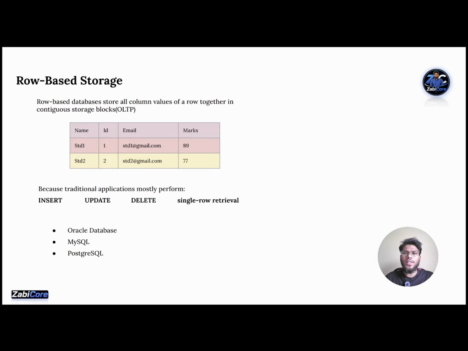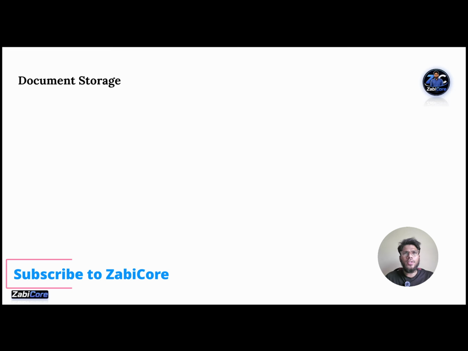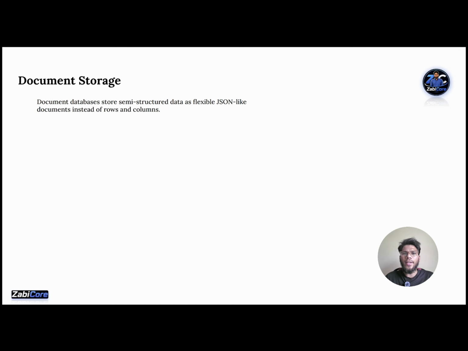These are the databases where our data is stored in row based storage: Oracle database, MySQL and PostgreSQL. Document storage is also one of the most popular formats to store our data. Here we can store semi structured data.